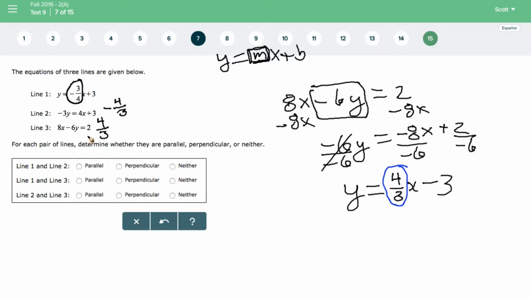Now we have our 3 lines, and we see line 1 and line 2. Line 1 and line 2, they're flipped, but they're both negative, so they're neither. Okay, they're not the same, and they're both negative, so they can't be perpendicular. Line 1 and line 3, they're flipped upside down. One's negative, one's positive. That makes them perpendicular. Line 2 and line 3, they don't flip, but one's negative, one's positive, so that would make them neither. If they're not exactly the same, they're not parallel. And they're not flipped upside down, so they're not perpendicular.